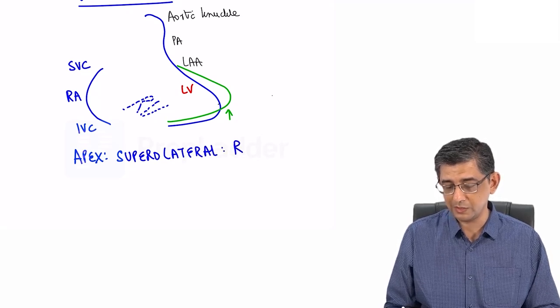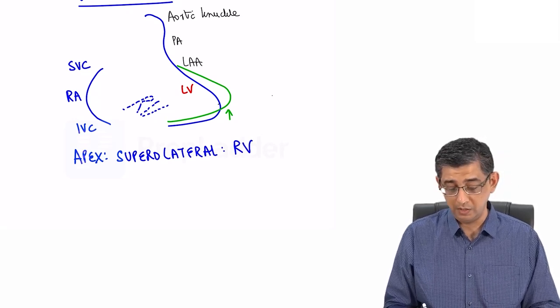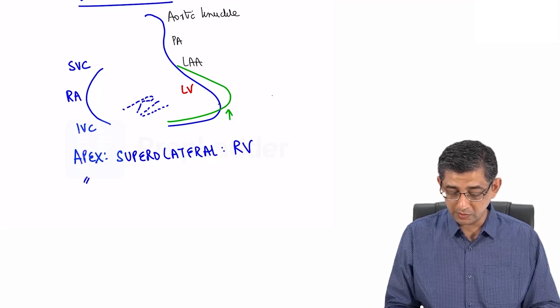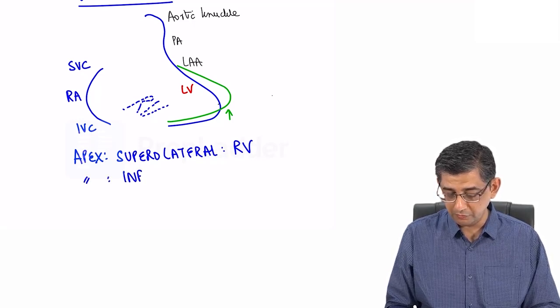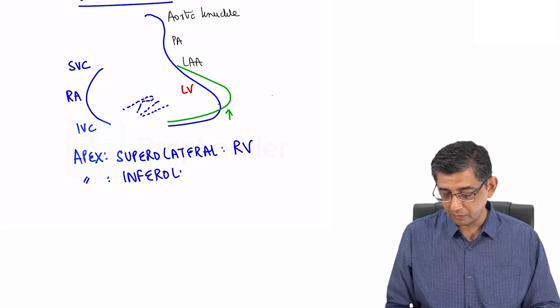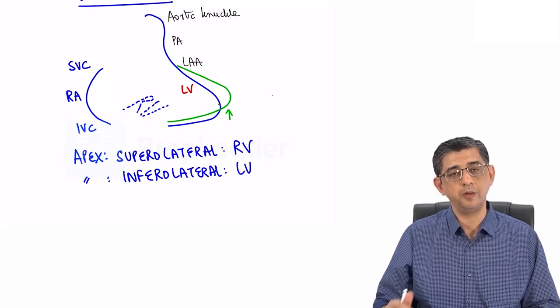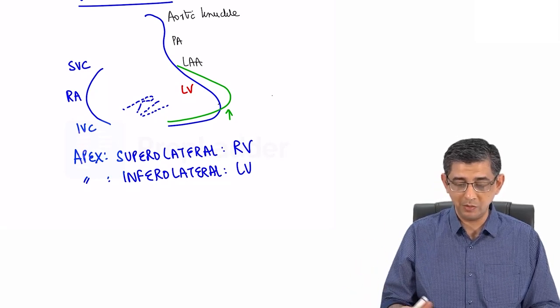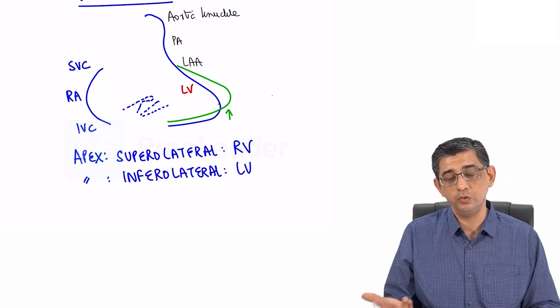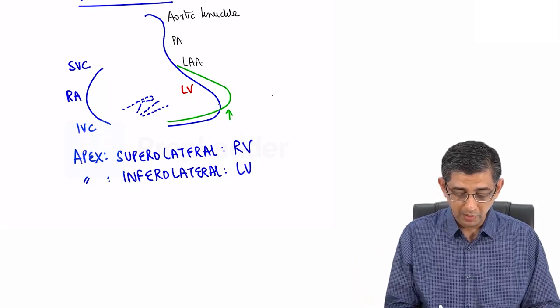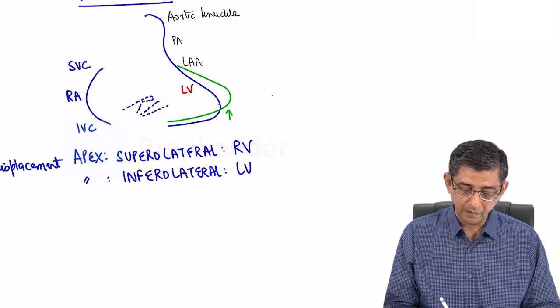You can see the right is actually pushing the left. So there's definitely a superolateral displacement. In contrast, if you notice that it's going to be relatively inferolateral, then it's going to be left ventricular enlargement. If you're not able to make out anything, then preferably try to answer as right only. Why I'm saying that, because if the examiner wants to trick you, he'll usually give you a right ventricular enlargement. I am highlighting displacement of the apex per se.